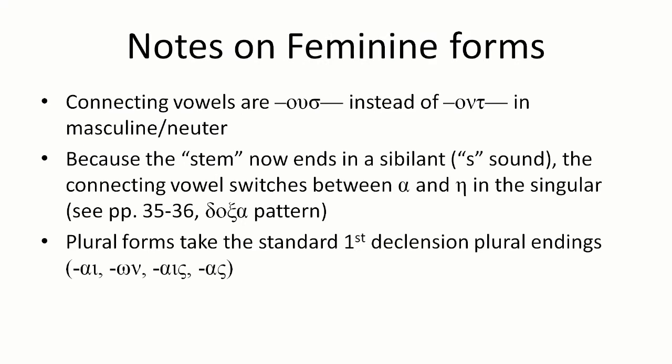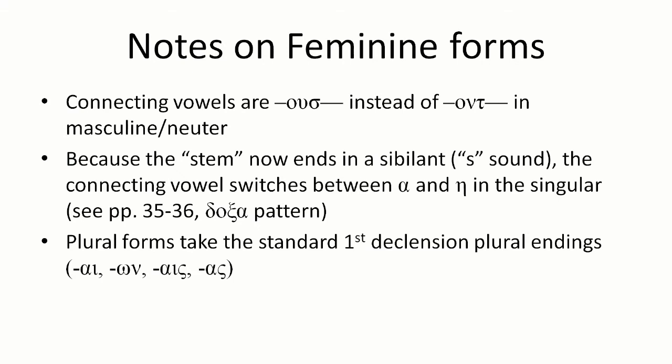All right, so some notes on your feminine forms here. The connecting piece there is omicron upsilon sigma instead of omicron nu tau that you have in the masculine and neuter. Now, because the stem ends in that S sound, the connecting vowel switches between alpha and eta only in the singular, and the plural forms take the standard first declension endings, the ai, on, ais, as pattern that you always have.